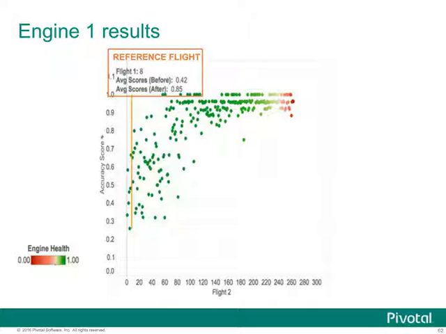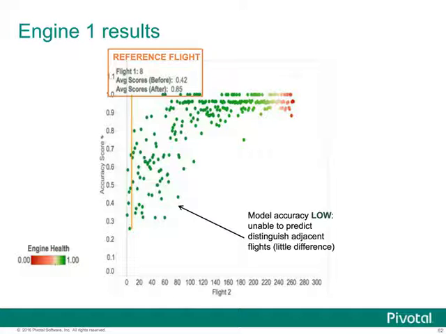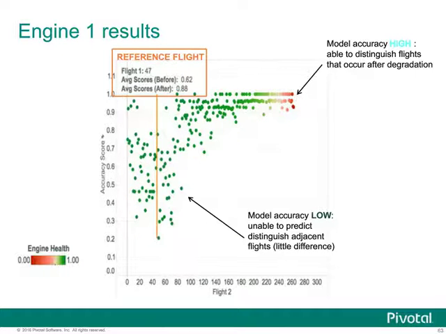Now let's see what happens as we begin to move forward, and let's pick another particular reference flight. So here, let's take flight number 47. What we see is a change in the shape. We're, again, looking at flight number 47. Those that are nearby have a low model accuracy, meaning we can't differentiate them well. And again, the ones in the future have high model accuracy, meaning they look quite different.